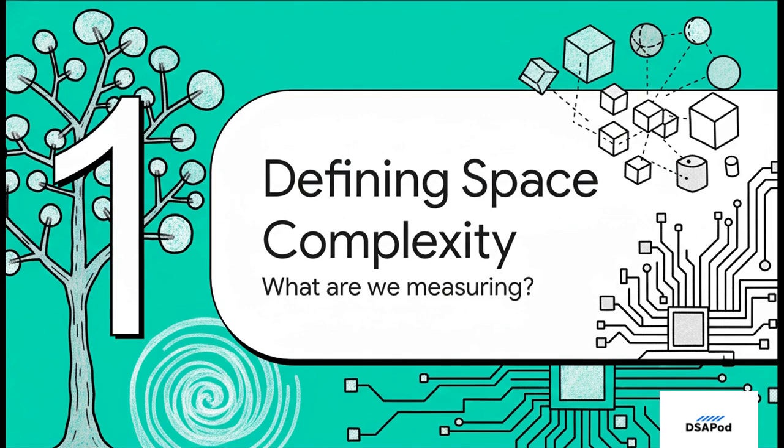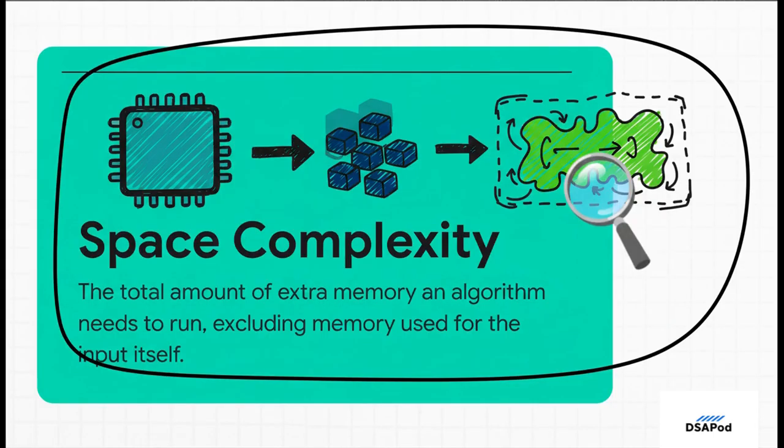When we talk about the space an algorithm uses, what are we really measuring? It's actually a bit more nuanced than you might first think. And this is a super important distinction. We are not talking about the memory the input data itself takes up. We're focused on the extra memory, the scratch pad, if you will, that the algorithm needs to do its work. It's the memory overhead of the process.